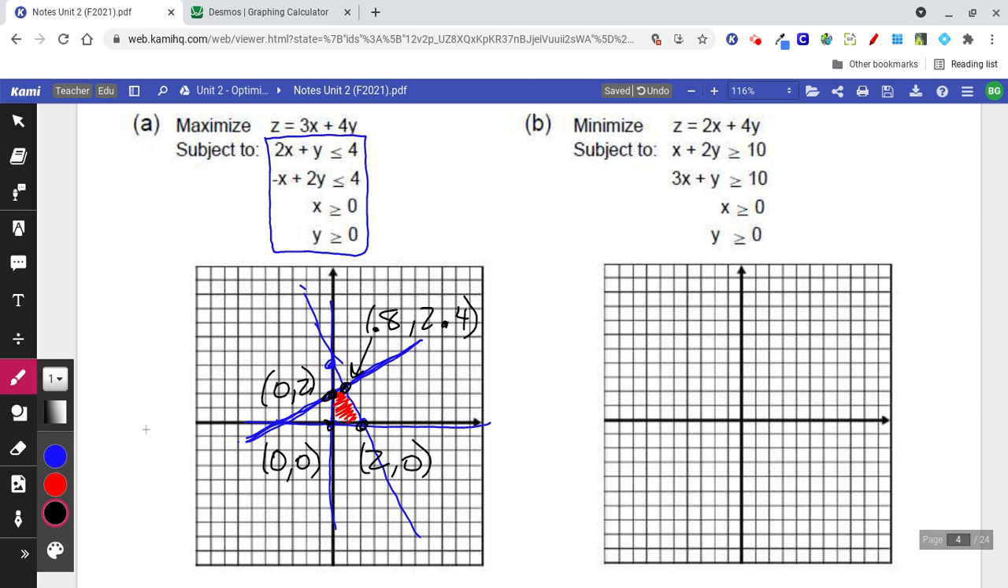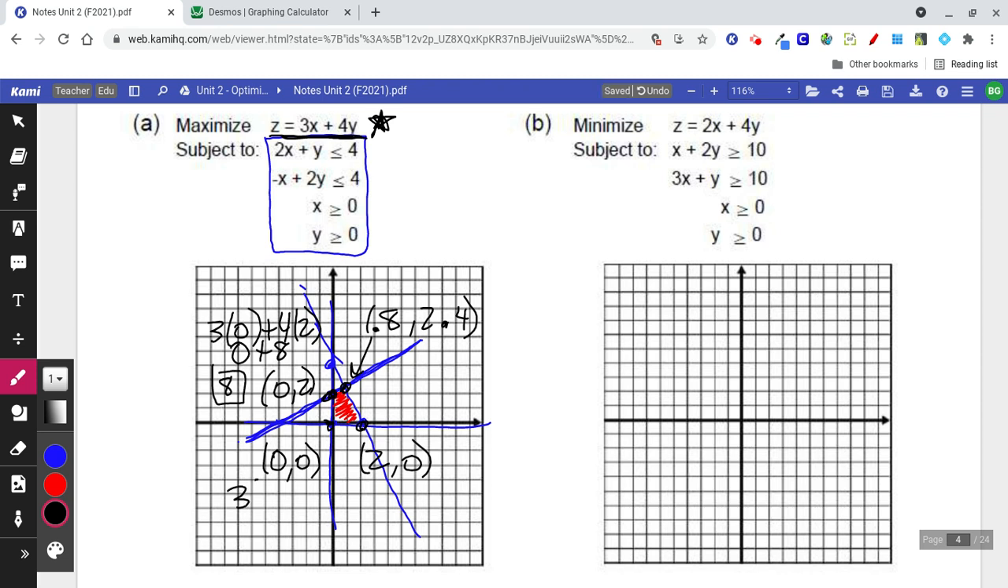All right, we've graphed the feasible region, we found the corner points, but notice we haven't done anything with this equation yet. We're going to plug all those numbers into that equation and figure out which one gives me the maximum. So for 0, 2, I would have 3 times 0 plus 4 times 2. I'm just taking this objective function and plugging in my numbers. That's going to be 0 plus 8 is 8. Okay. So I've got 8 right there.